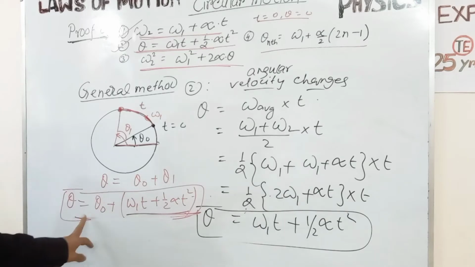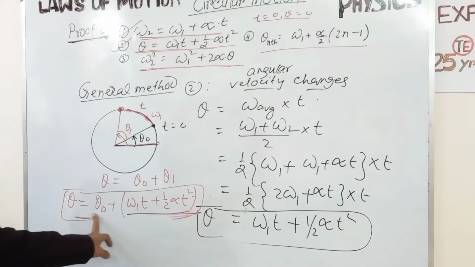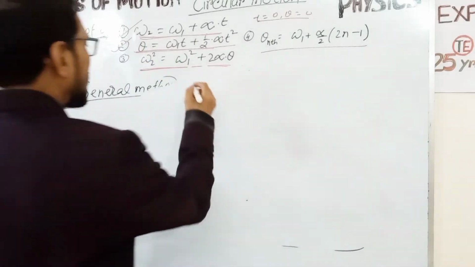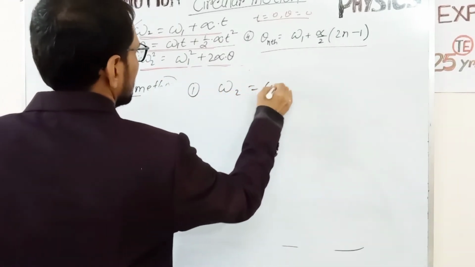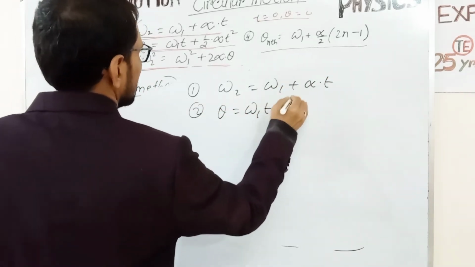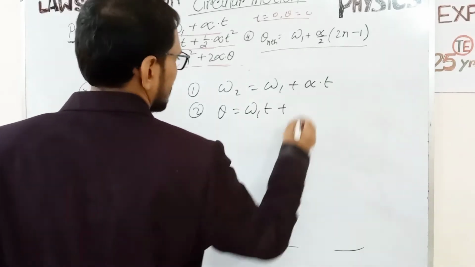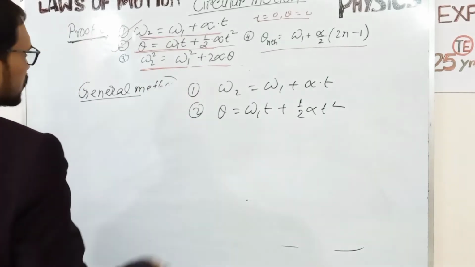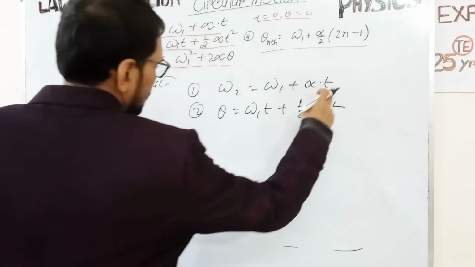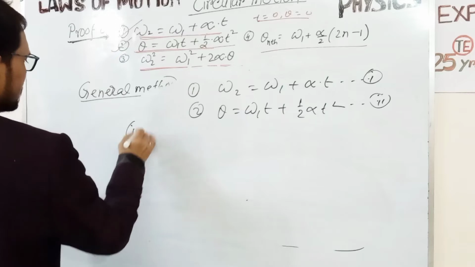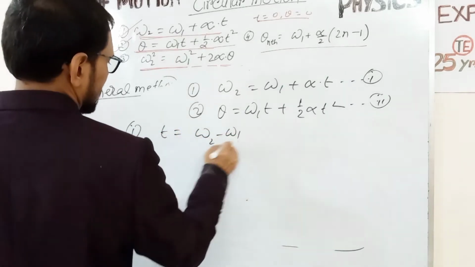So this is the general method. In the integration method, that is the calculus method, we get these equations directly. Now what is the third equation? From 1, omega 2 equal to omega 1 plus alpha t, and from 2, theta equal to omega 1 t plus half alpha t square. Now we are going to prove this equation. So the first equation is this, the second equation we get this.